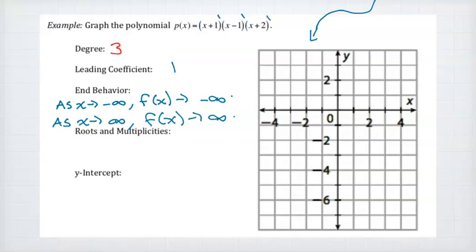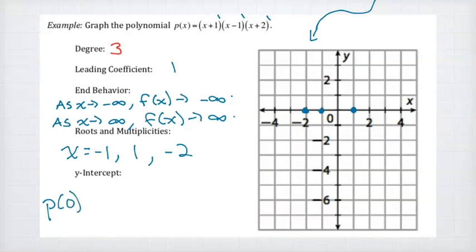The next thing that we're going to look at are the roots. What values of x make this function equal 0? If you're looking at the parentheses, you're going to say, in the first parenthesis, the value of x that makes that 0 is -1. The second parenthesis, the value of x that makes it 0 is +1. And in the third parenthesis, the value of x that makes that 0 is -2. So I have 3 roots. They are at -1, +1, and -2.